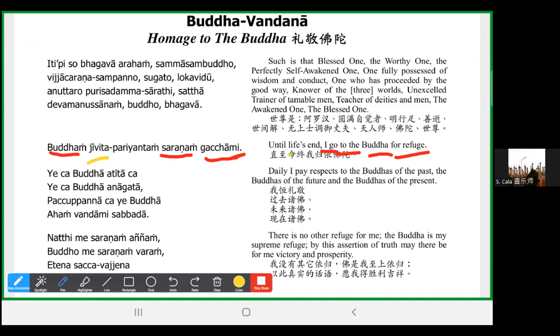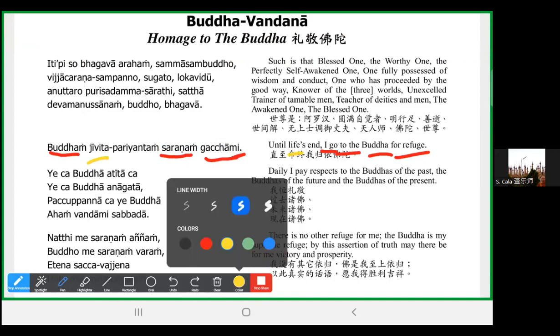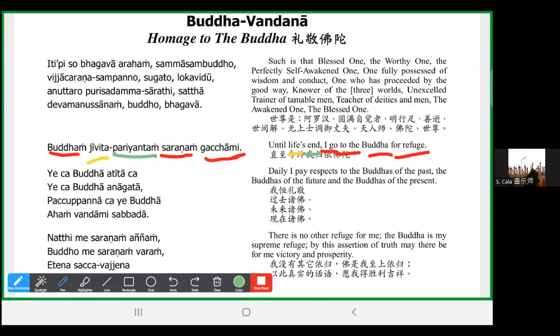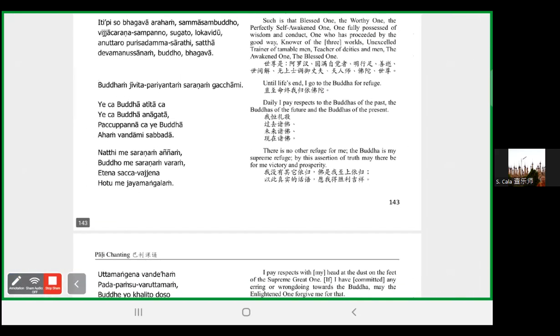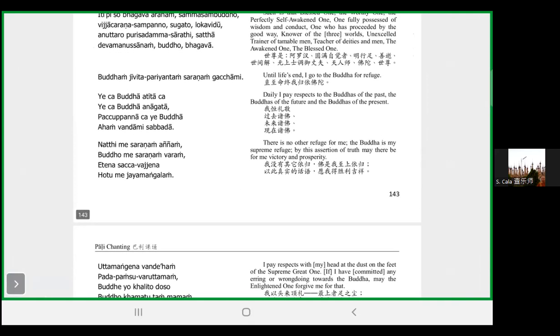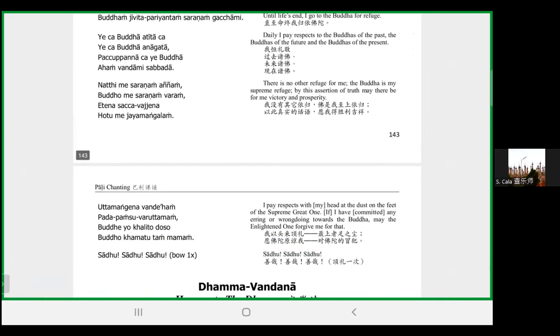Jivita means life, right? Pariyantam means end of life. What's the meaning of end of life? It means that you take refuge in the Buddha, Dhamma, Sangha and never give up; until you pass away, you are still a Buddhist. So that's the meaning. This chanting is very nice. I'm not sure how many of you have chanted this before. You chant the Itipi so, then you chant this one. But sometimes people also chant this at the very end of the chanting, before the sadhu.